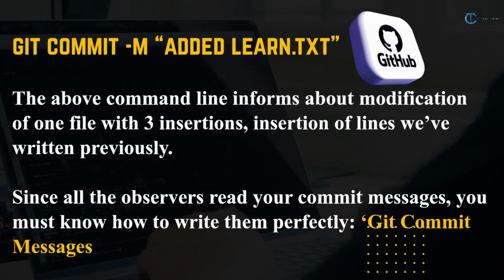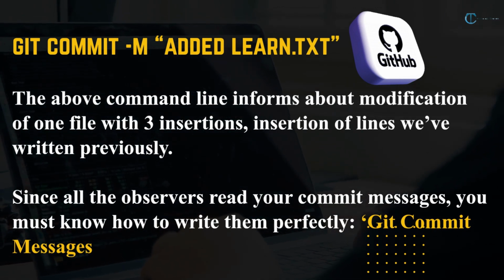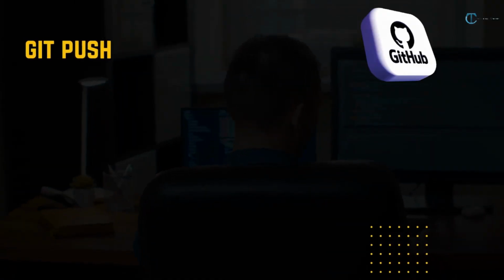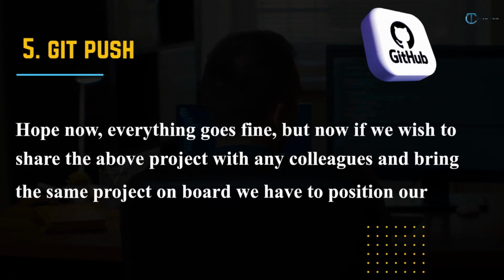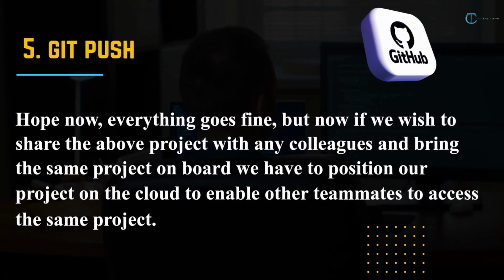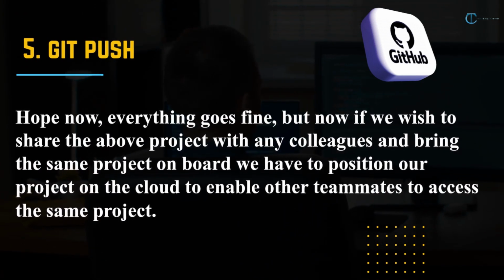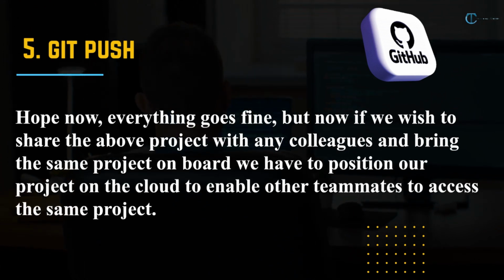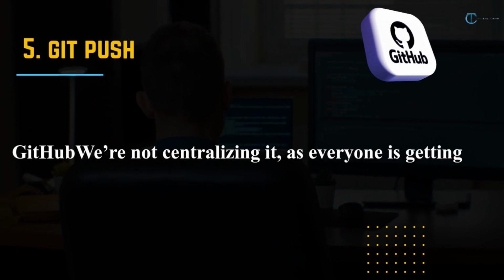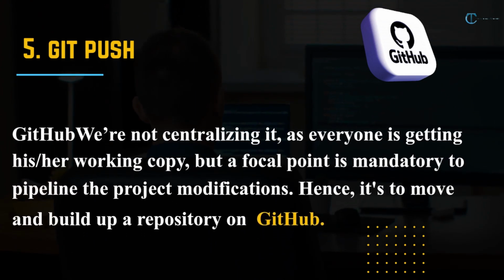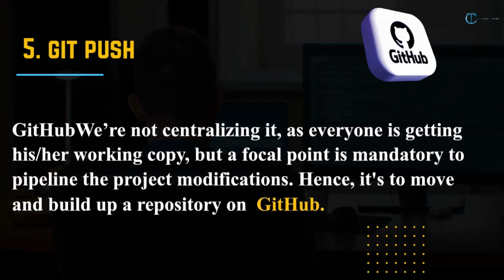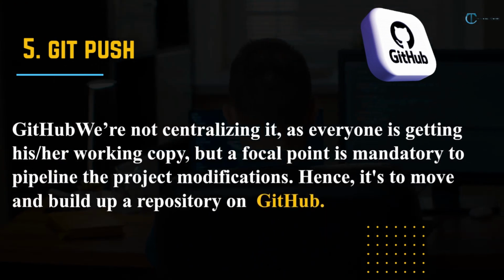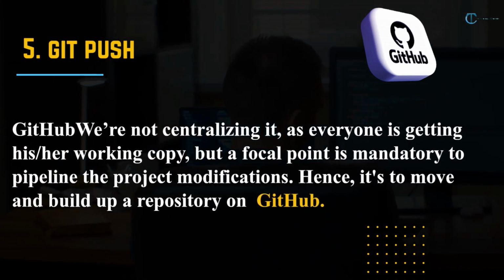Since all the observers read your commit messages, you must know how to write them perfectly. Git commit messages. 5. Git push. Hope everything goes fine, but now if we wish to share the above project with colleagues and bring them onboard, we have to position our project on the cloud to enable other teammates to access it. We're not centralizing it, as everyone gets a working copy, but a focal point is mandatory to pipeline the project modifications. Hence, we move to build a repository on GitHub.